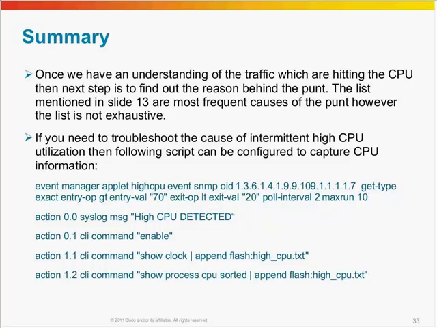Now, what we are doing in this script is we are trying to monitor this SNMP OID. This SNMP OID is for checking what's the CPU utilization in the last 1 minute. And the script will get triggered once the CPU utilization goes beyond 70%. And it will stop automatically once it comes down below 20%.